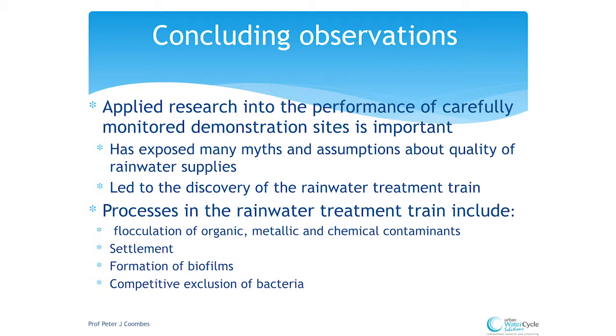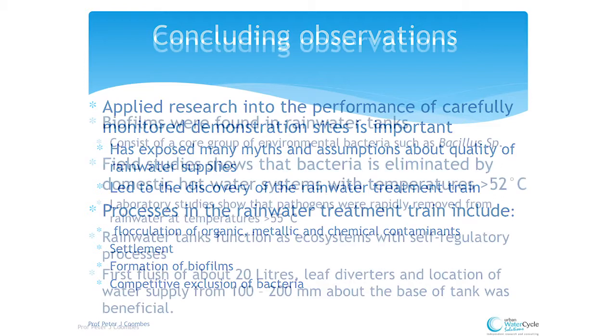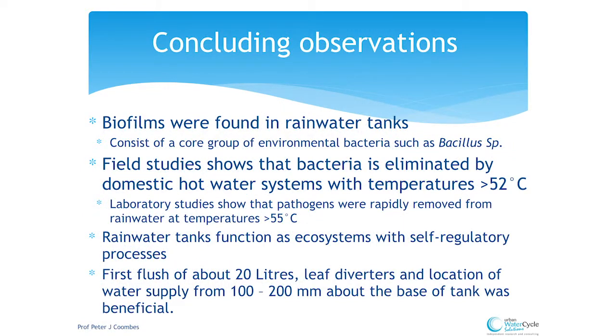The processes in the rainwater treatment train include flocculation of organic, metallic and chemical contaminants, thereby removing them as settlement, formation of biofilms and competitive exclusion of bacteria. And biofilms were found in rainwater tanks everywhere. Sometimes you can't see them, but they're there. And they consist of a core group of environmental bacteria such as Bacillus species, which is also in mains water supplies but not measured.